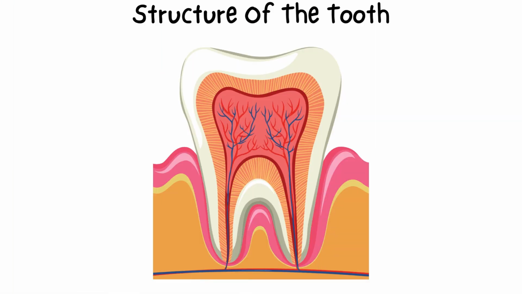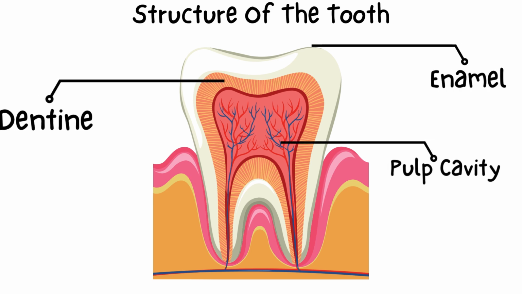Let's look at the structure of the tooth. There are three main layers that make up the structure of a tooth: the enamel, the dentin, and the pulp cavity. The enamel is the outermost layer and the hardest substance in the human body. It protects the inner layers from wear, tear, and harmful bacteria. The enamel doesn't have living cells, so it cannot regenerate.